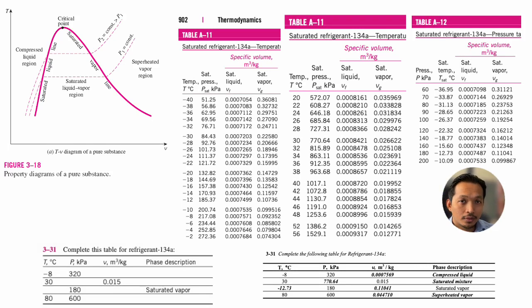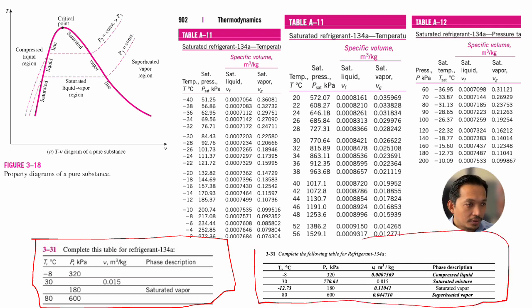So in this particular tutorial, we're going to look at how to read from the pure substance tables. In this particular case, we're going to look into these questions, which is for R134A. Actually, you can see the answer here, just that from this tutorial, we're going to look at how to get the answer from the table. Okay, so without further ado, we'll start with the first one, the first row here.